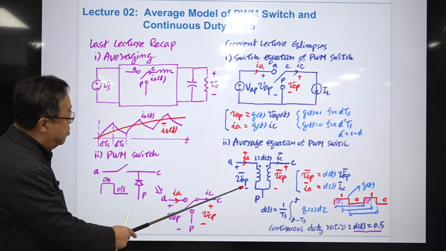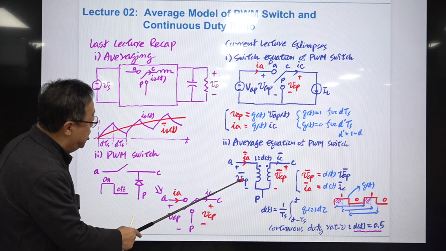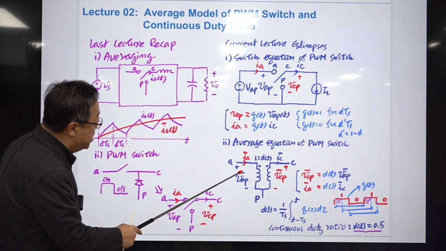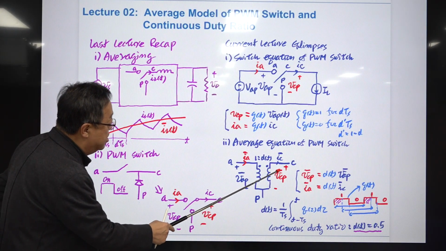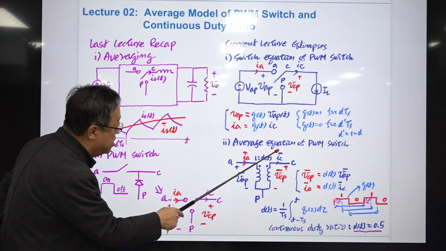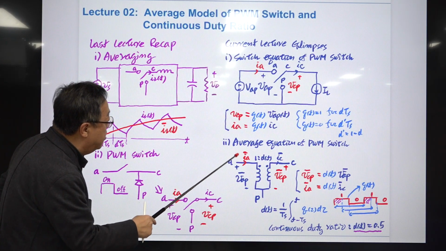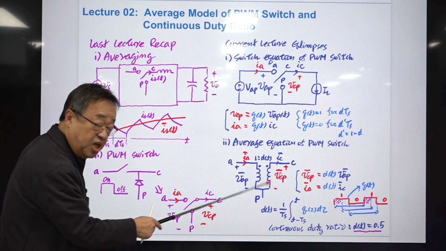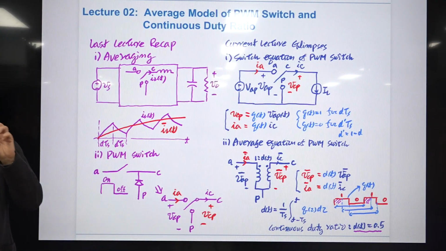So this is the ideal transformer. V_AP is here, V_AP bar is here, then V_CP bar is this times this duty ratio, I_C bar is here, then I_A bar is this times this D(t). That is the equation of the ideal transformer.